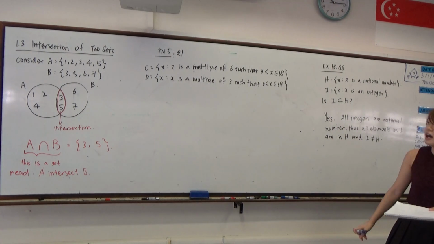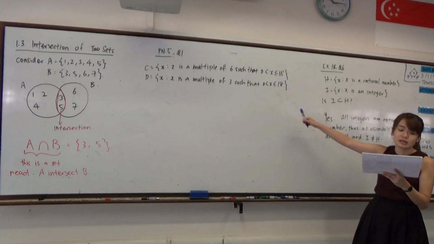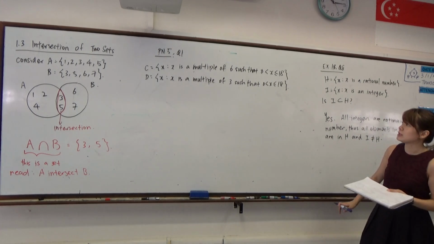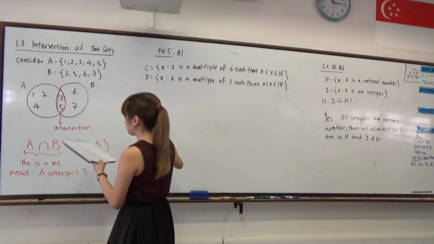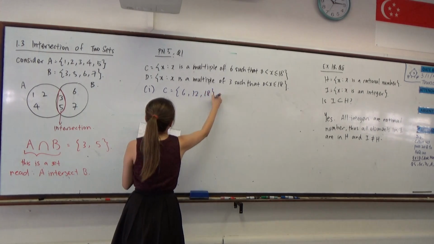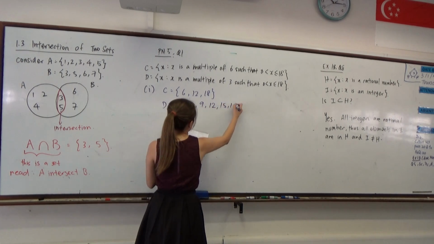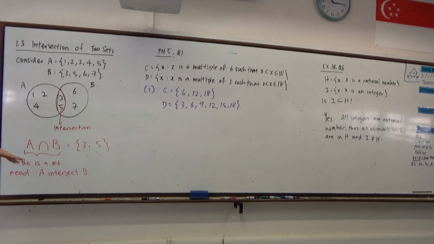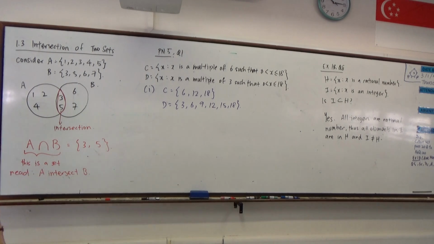So let's look at practice 5. Okay, we have these two sets over here. One is a multiple of 6 between 0 and 18. The other one is a multiple of 3 between 0 and 18. Okay, 18 inclusive. So in part 1, we want to list all the elements. Okay, so C and D would have these elements over here. You should know very quickly what your multiples are.